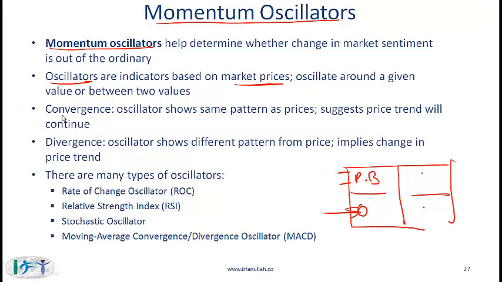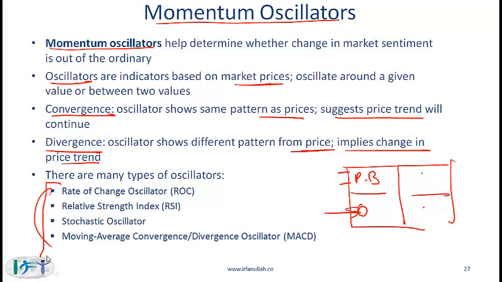You also need to recognize the concept of convergence and divergence. I will describe this briefly here, and then we will see examples when we talk about the actual oscillators. Convergence means that an oscillator shows the same pattern as the price of the security. This suggests that the price trend will continue. Divergence means that the oscillator shows a different pattern from the price of the underlying security, and this implies a change in the price trend.